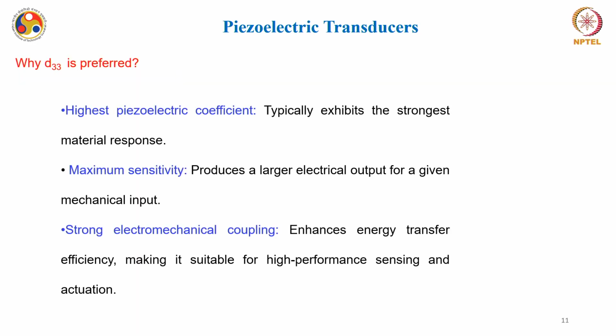But we have to understand why D33 is preferred by engineers. If you talk to any mechanical engineer dealing with a piezoelectric transducer, or an electrical engineer, you will see them talking in terms of the D33 of the material, because it has the highest piezoelectric coefficient. So typically they exhibit the strongest material response. D33 high means highest piezoelectric coefficient. You have maximum sensitivity along this mode, so it produces larger electrical output for a given mechanical input.